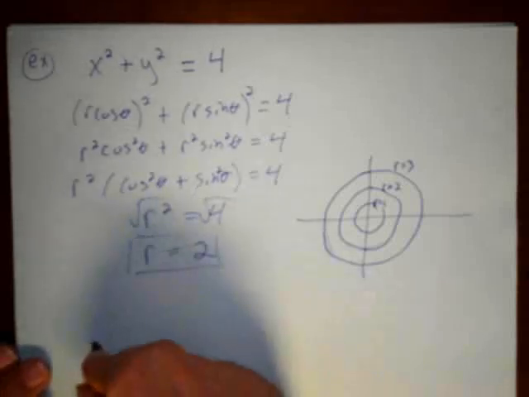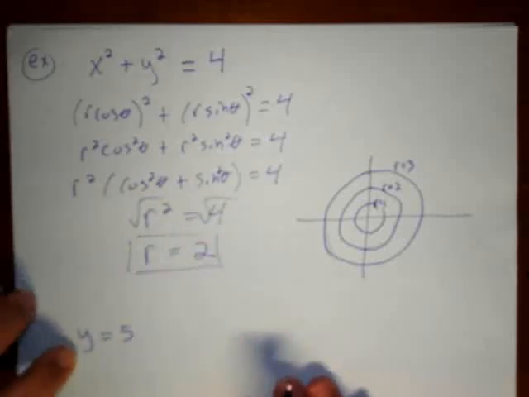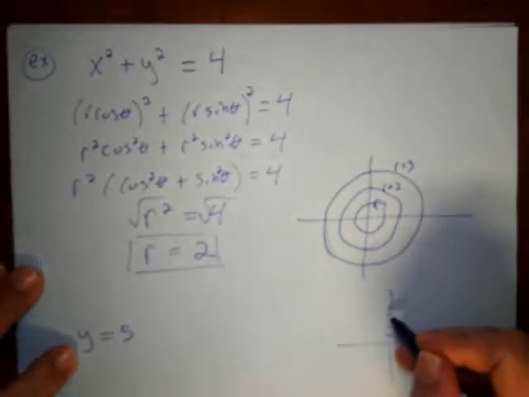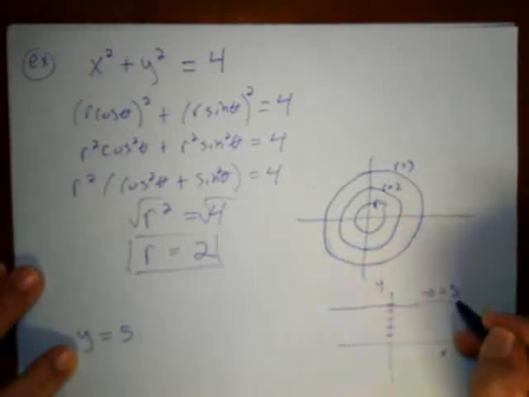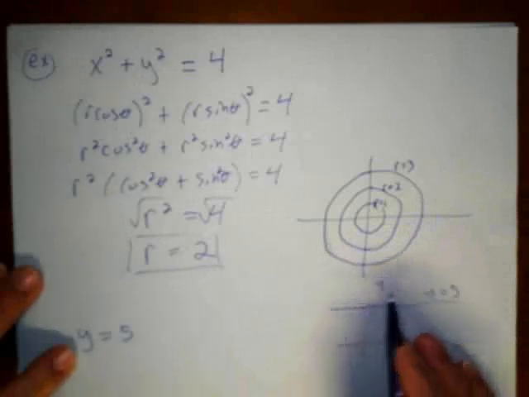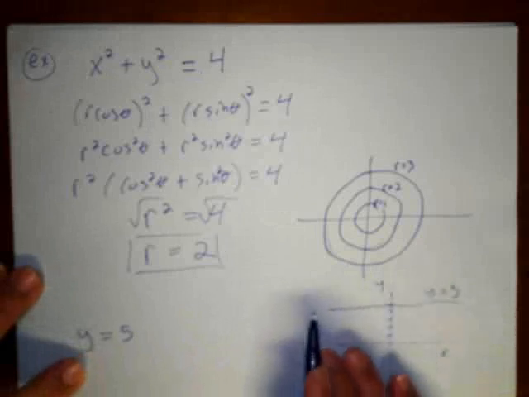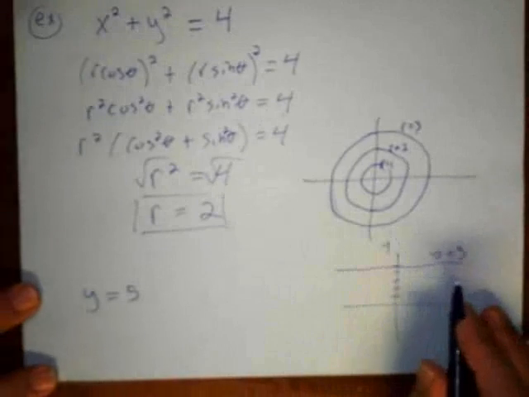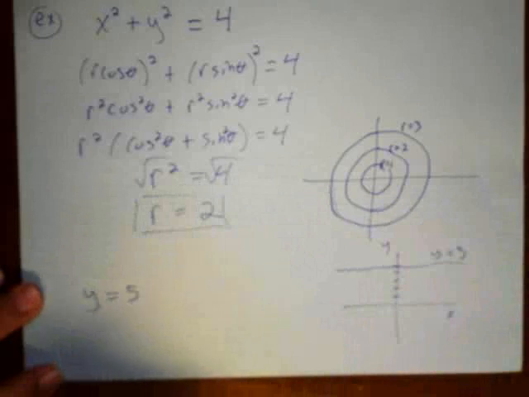Okay, now the constant function for the rectangular system would be y is equal to 5, right? So this would be like 1, 2, 3, 4, 5. This is x and y, and this would be the line y equals 5. So the constant here would be y is equal to 5, doesn't matter what the x is. Now, that's a very simple equation for rectangular coordinates, but it's more complicated for polar coordinates.